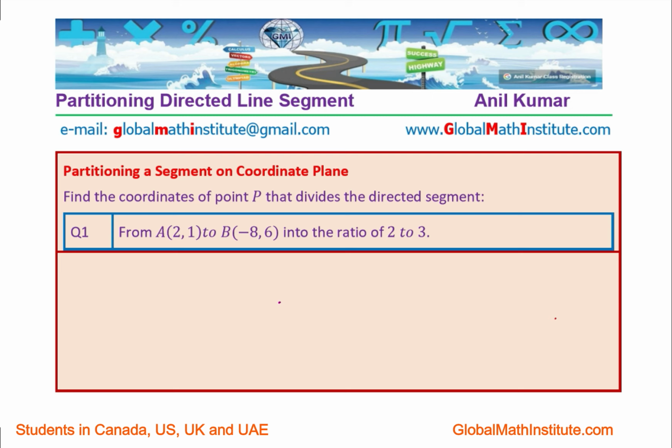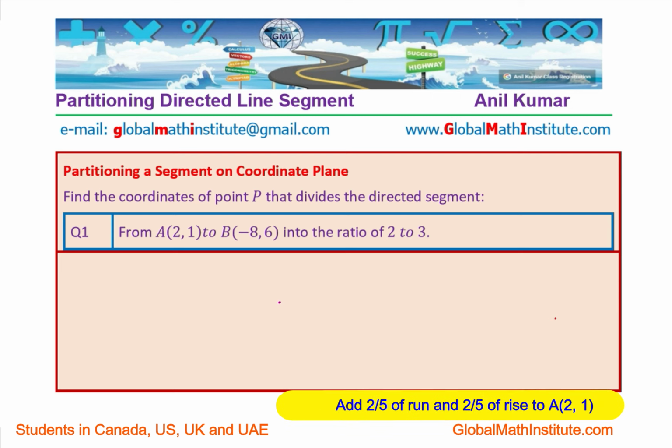We have to divide a line whose points are A (2, 1) and B (-8, 6), and the ratio is 2 to 3. When the ratio is 2 to 3, we can say there are 5 divisions. We need to go to the second. So we call this a scale factor. Let me use the letter K for this scale factor, which will be 2 out of 5. You get the idea. So this 2 out of 5 is the scale factor.